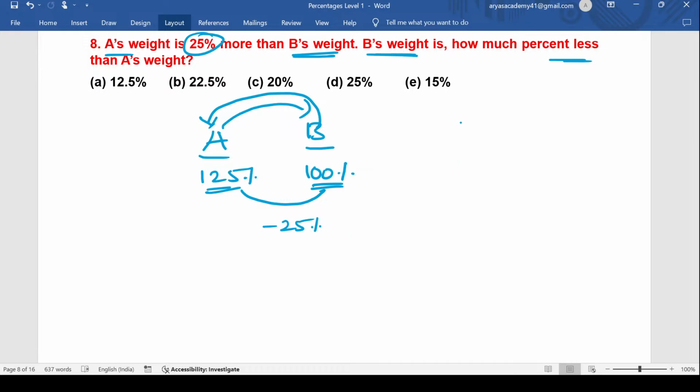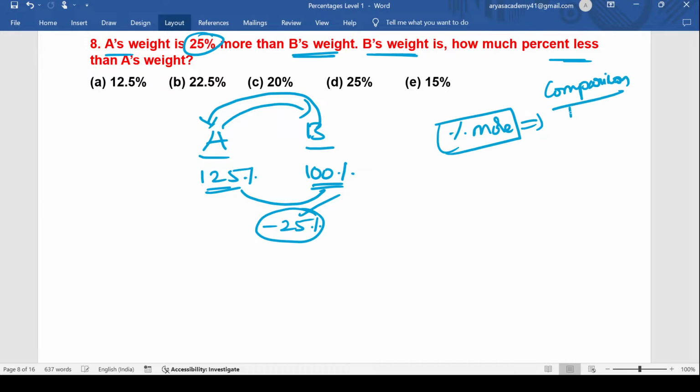But here is a hint for you. If the question asks you percentage more, you have to take the difference. Whether it is percentage more or percentage less, you have to take the difference between two values. But if the question is demanding percentage more, then comparison has to be made to the least value out of the two. You will be having only two values in the comparison.